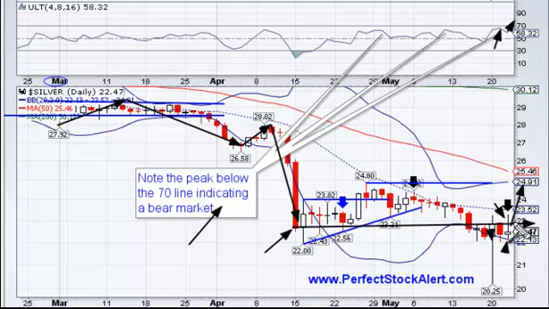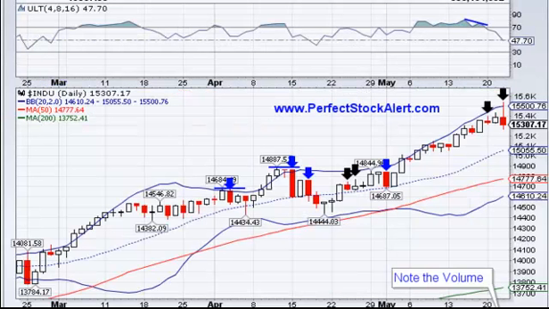That would give another entry opportunity. If you miss this entry opportunity here, you'd have another one setting up there. Having a quick glance now at the Dow Jones Industrial Average. This is what is basically everybody's looking for.